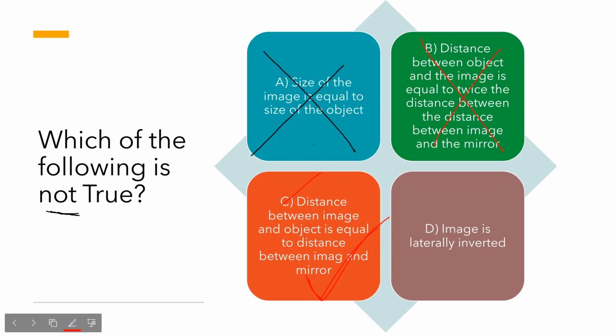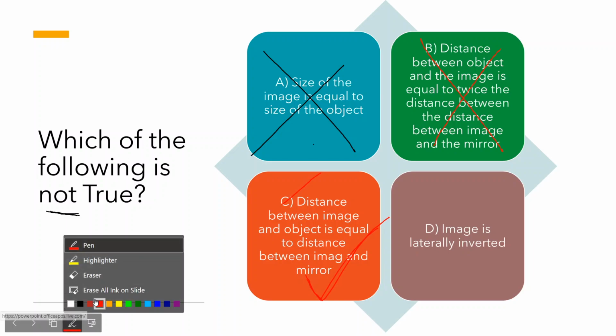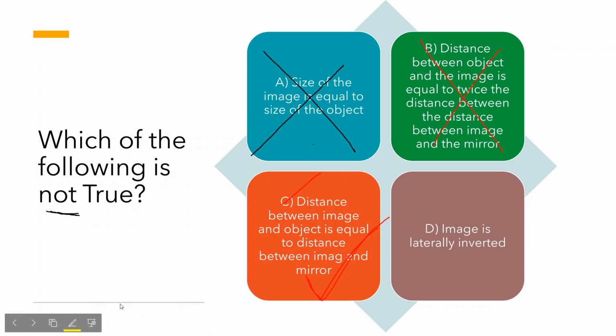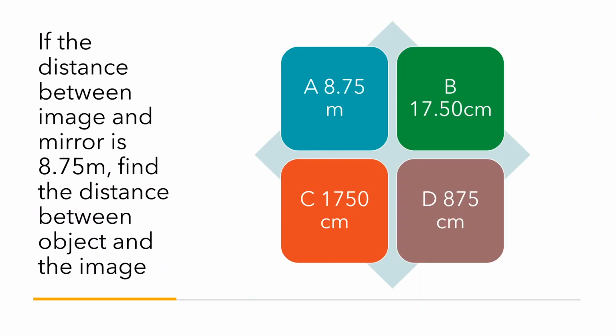Now we will also check whether the last one is also false or whether it is a multi-correct question. This one is correct. The image is laterally inverted. Yes, we know that the image is always laterally inverted if it is formed by a plane mirror, as I showed. Now what is the correct option for this question? The correct option is C. Okay, we'll go to the next question. This is the explanation for that.